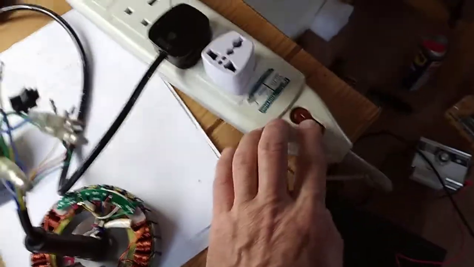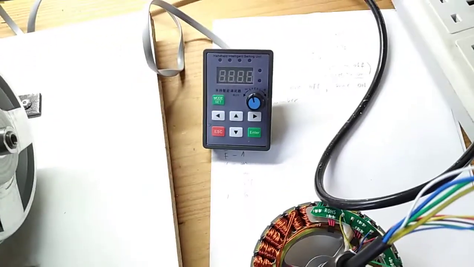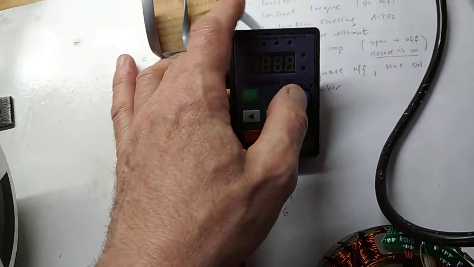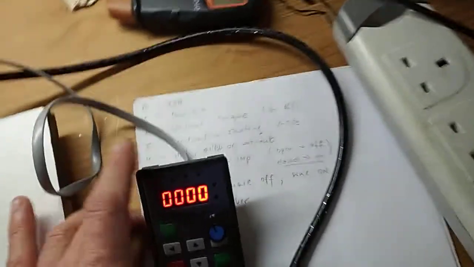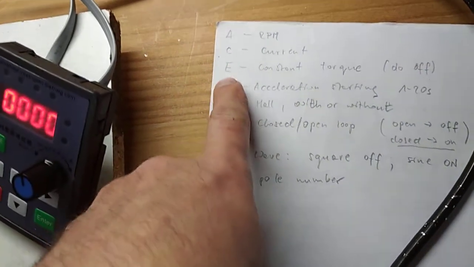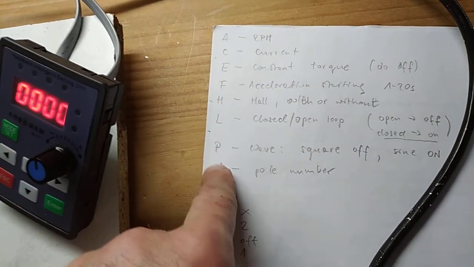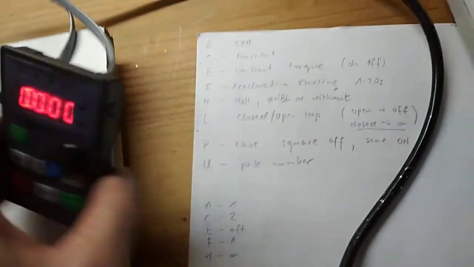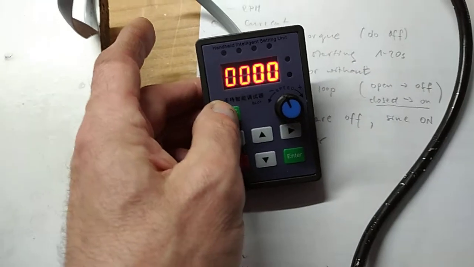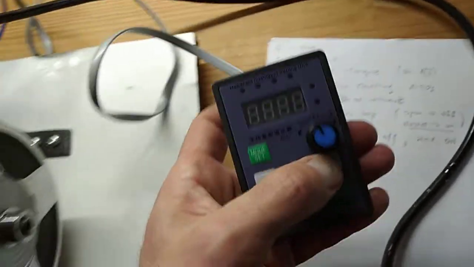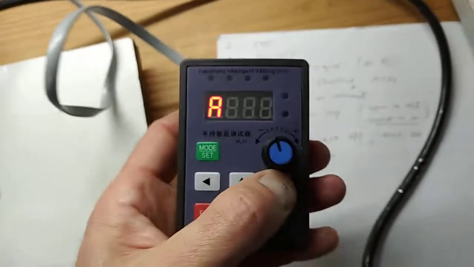So we switch it on. Okay, we have a green light here. We press this knob, and now we will configure it. In configuration, we have A, C, E, F, H, L, P, and U. So we go into mode, and A is setting up RPM.